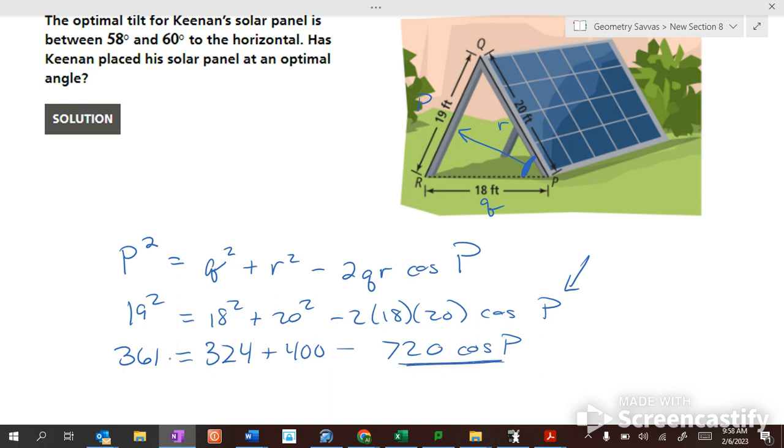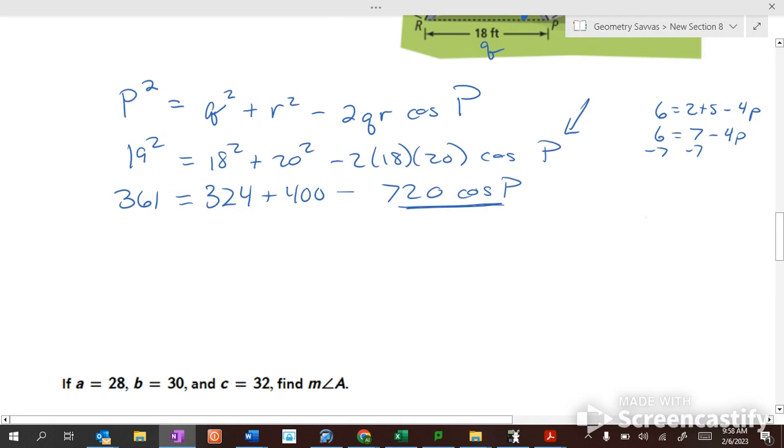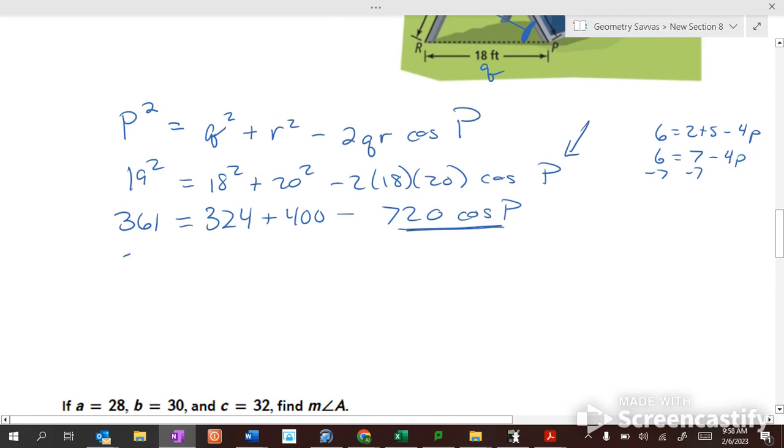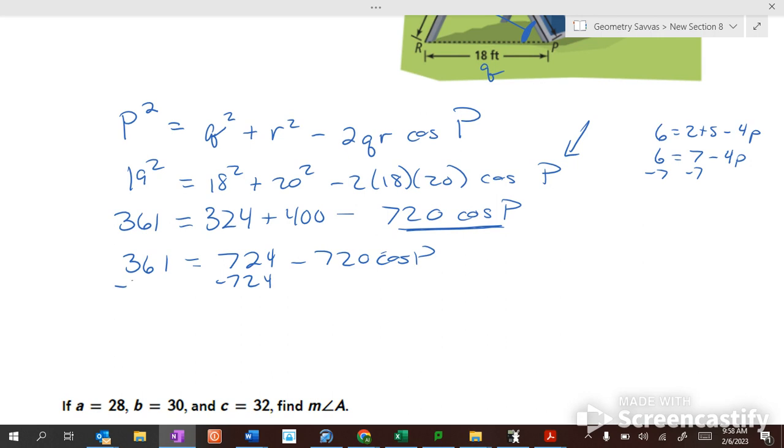But notice, these are being multiplied. If you have 6 equals 2 plus 5 minus 4P, you would add the 2 and 5 together to solve it, right? But then you would subtract 7. You wouldn't take 7 minus 4 is 3P. Okay, so that's the same with this. So you have to add up 324 and 400, which is 724 minus 720 cosine of P. But we can't take 724 minus 720. We have to move the 724 to the other side first.